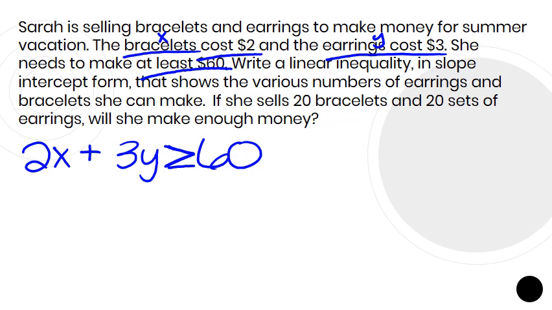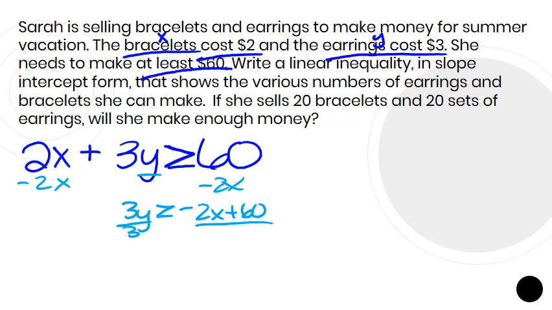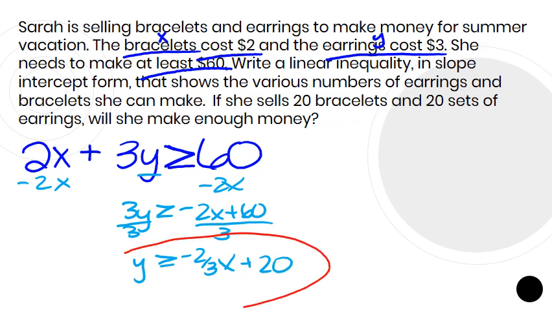Now I want this inequality to be in slope-intercept form, so I need to isolate the y. So let's subtract 2x to the other side first. And then I'm going to divide both sides by 3, which gets me to -2/3 x plus 20. So that's what I'm going to look for first, is that inequality. Let's read the rest of the question.